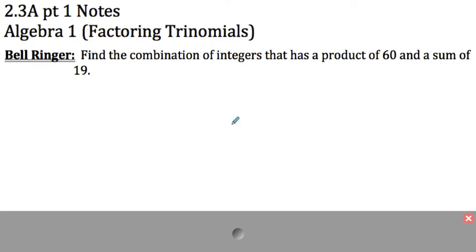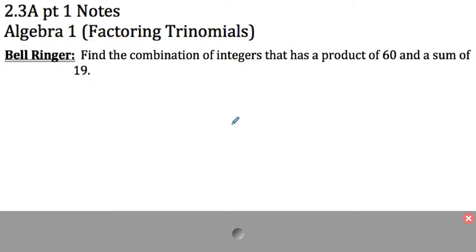All right, Algebra 1, we're going to keep going with our factoring notes here in section 2.3. Now, 2.3 is going to be split up into two parts, part A and part B. So what you'll see this week are just the 2.3A. We'll do part 1, part 2, and then practice this because this is an extremely important topic going forward in Algebra 1 and in Algebra 2.